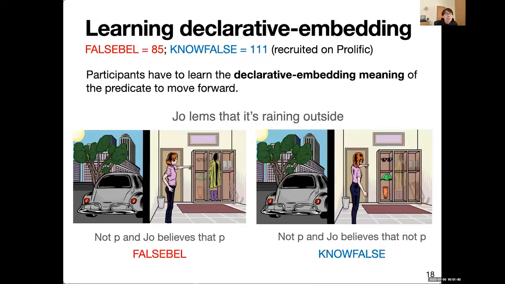Okay, so in our experiment, we recruited 85 participants in the false-bell condition and 111 participants in the no-false condition, and we also set exclusion criteria. This is because we wanted to make sure that the participants did not think that the novel predicates with declarative complements meant something that they didn't. So a participant had to learn the declarative embedding meaning of predicates to move forward to the testing phase.